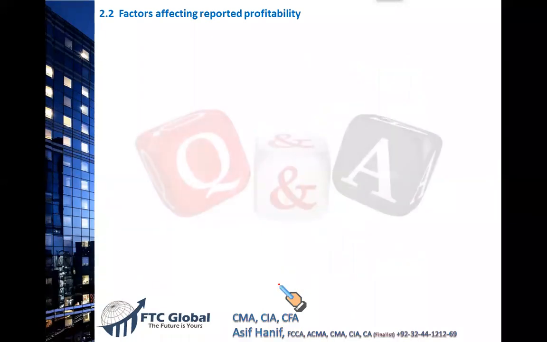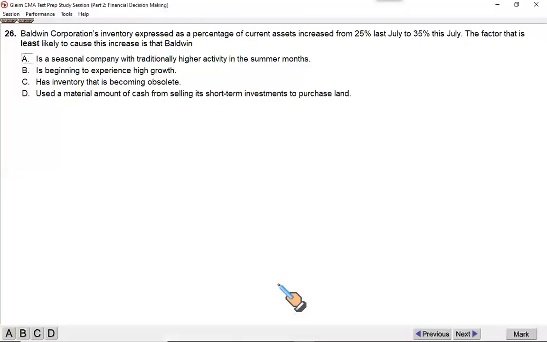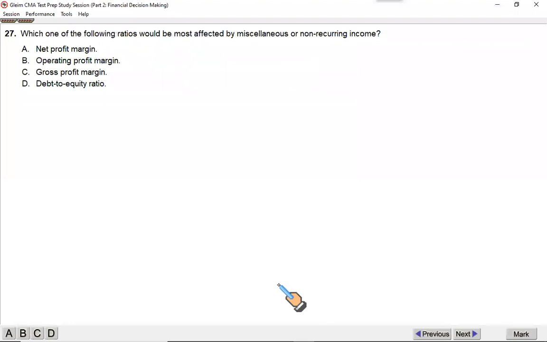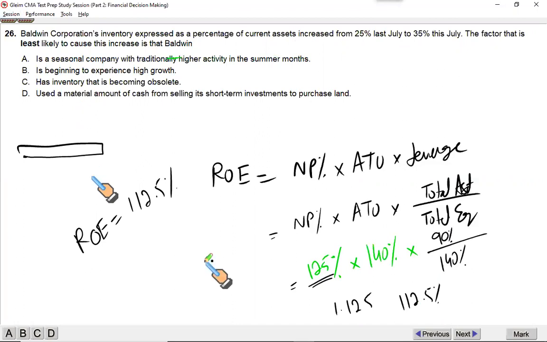So guys, that ends your topic, factors affecting reported profitability. And I guess there are just 2 questions related to these. There are very few questions. Baldwin Corporation's inventory expressed as a percentage of current assets increased from 25% last year to 35% this year. The factor that is least likely to cause this difference, least likely.